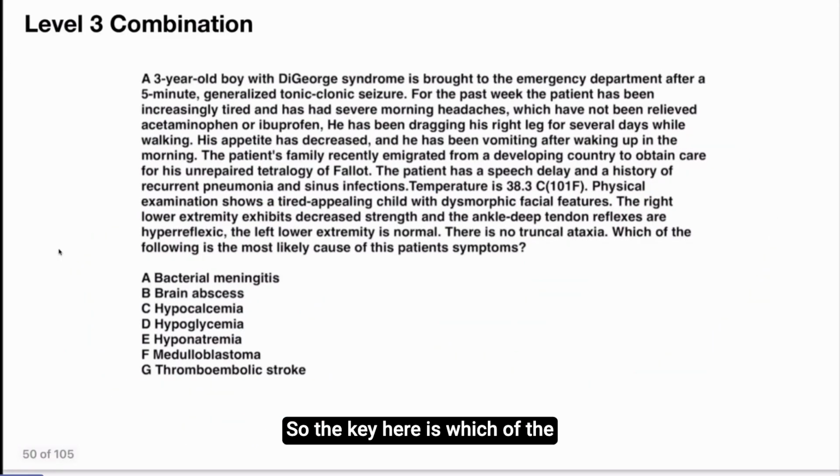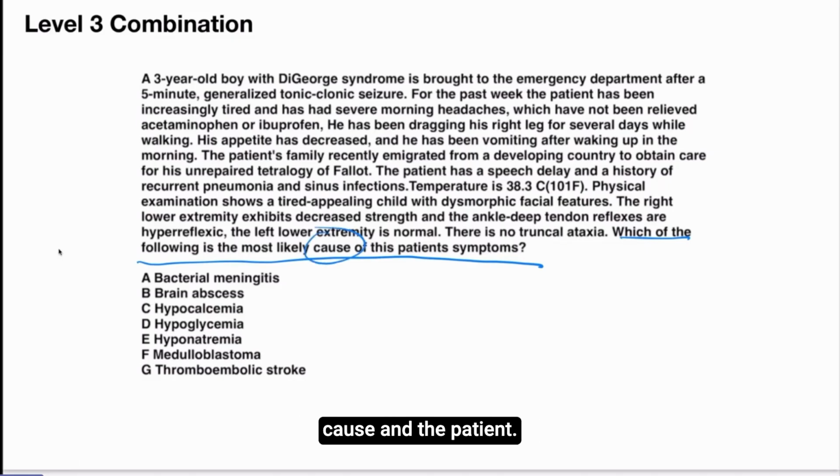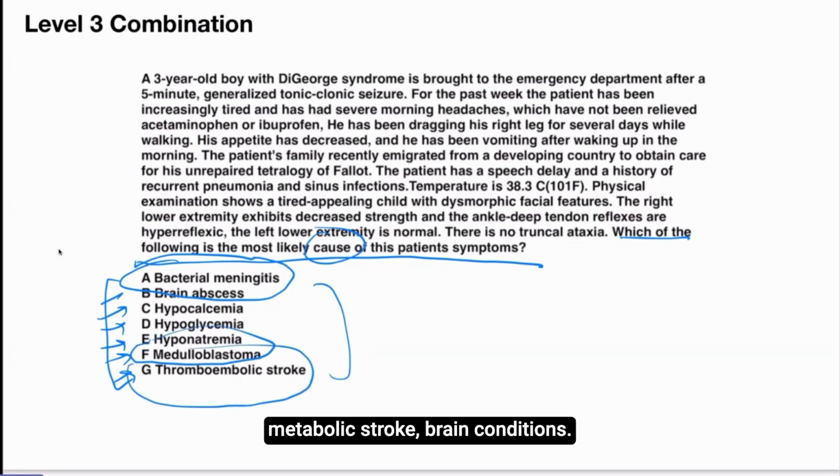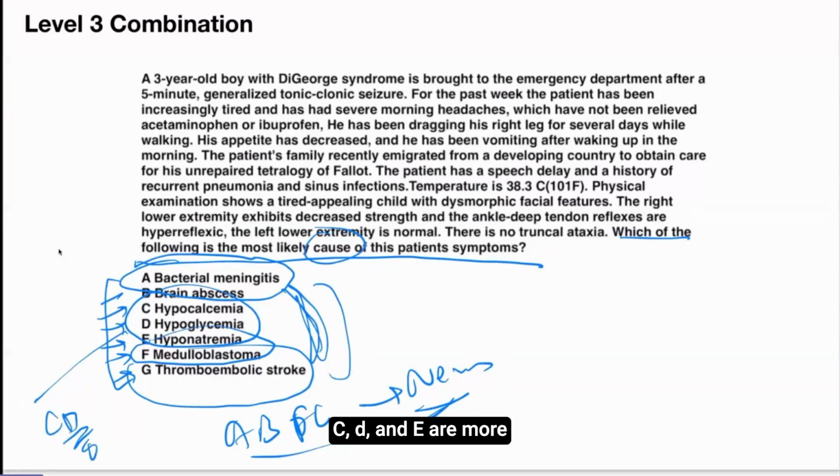The reverse stem technique, where we go through the key, then the answer choices, and then the stem. So the key here is, which of the following is the most likely cause of this patient's symptoms? They're asking the cause, so the patient must be experiencing some symptoms, and there are different causes given to us. There's bacterial meningitis, brain abscess, hypoglycemia, hyponatremia, medulloblastoma, thromboembolic stroke. There's a vast amount of conditions. Two of them are lumped together as brain conditions: medulloblastoma and thromboembolic stroke. The rest are electrolytes. So A, B, F, G are neurological issues, and C, D, and E are more electrolyte issues.